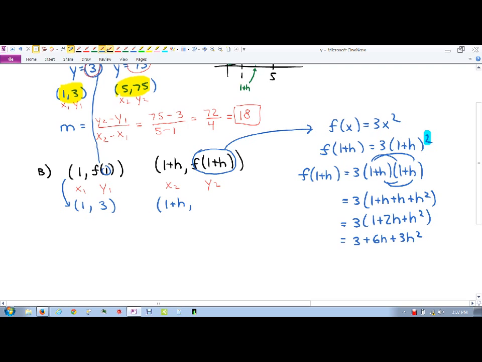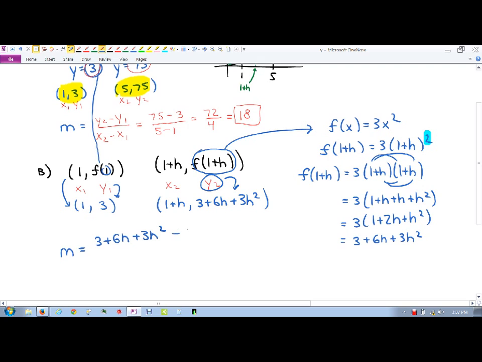Be careful. You cannot distribute the 3 first, then square. That's incorrect. That's just order of operations. We have to be careful with that. So this here is going to be 3h squared right there. Okay, so the slope of the line will be our y2, which is this piece, minus our y1, which is that piece. So it'll be 3 plus 6h plus 3h squared.